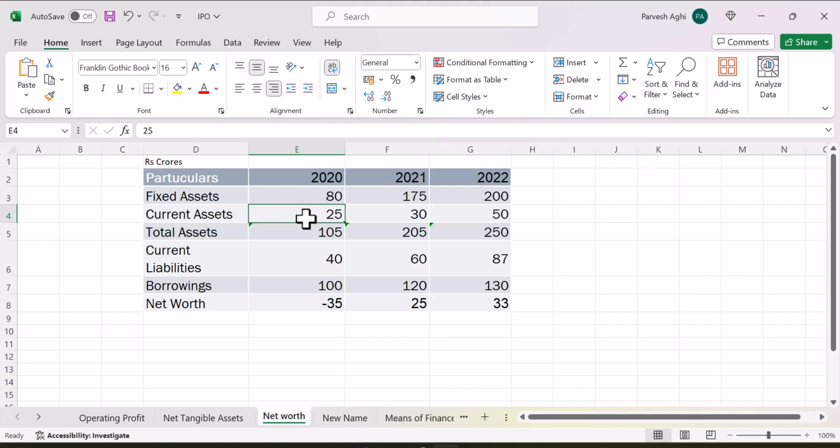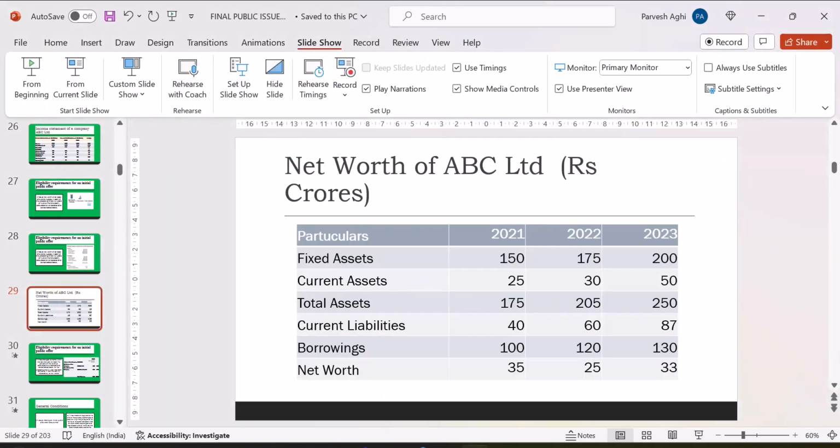No, sir, because each year has to have 1 crore. So in the first year, it is having minus 35 crores. Okay, fine. So this company is not meeting the criteria. And if you just change this number, here it is meeting. Okay, fine. So let's go back. So we have followed this.